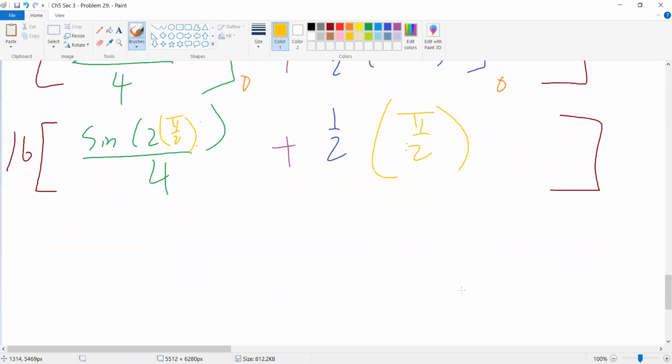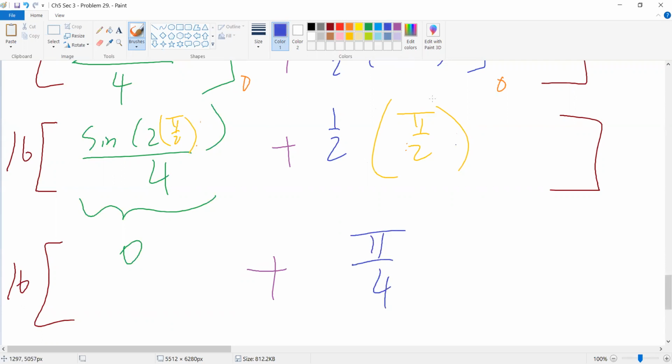Okay, so let's look at the green statement here. So the sine of 2 times pi over 2, well, that's just sine of pi. Okay, so the sine of pi is actually 0. So this whole statement here is actually 0, which is great. It just makes our life a little bit easier. So now on the outside I have 16 times 0 plus, well, I have 1/2 times pi over 2. So this is just going to be pi over 4.